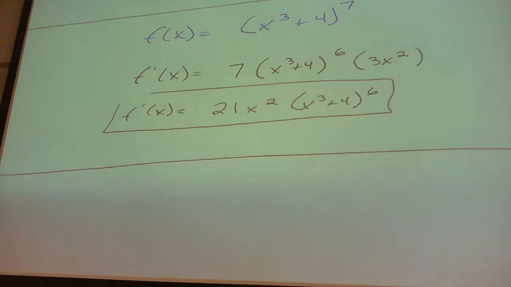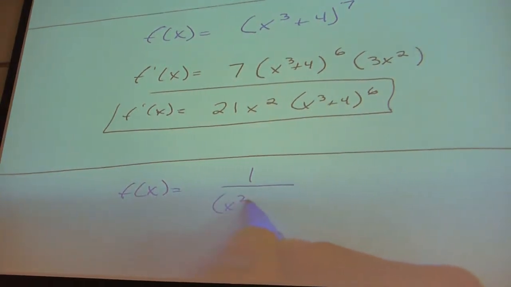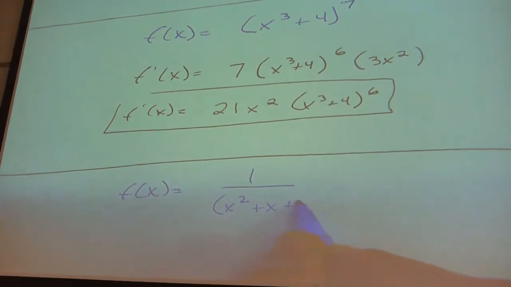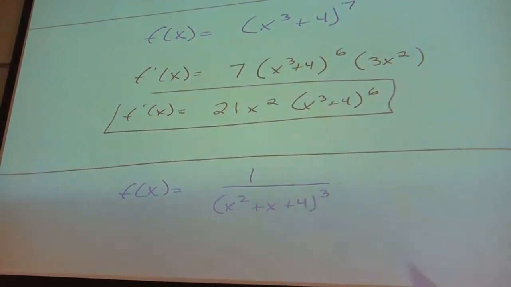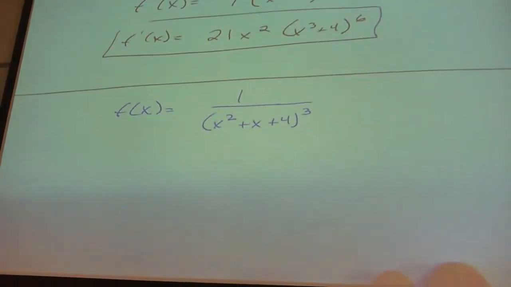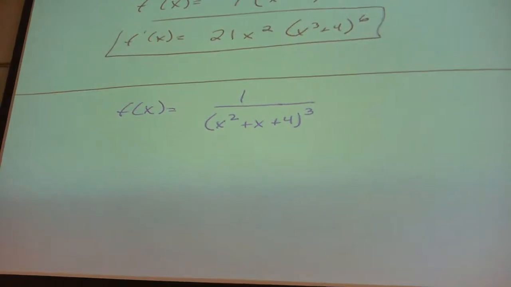Okay, next one. Let's say we have 1 over x squared plus x plus 4, raised to the third. Your first instinct should be, oops, something's weird.